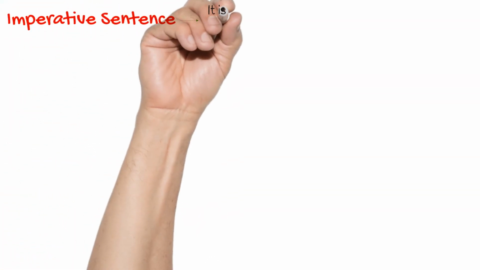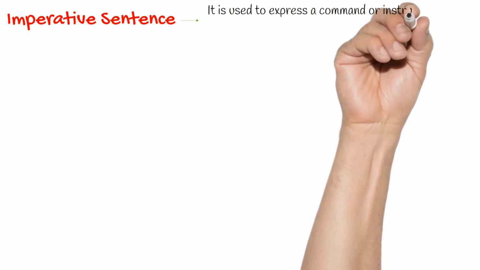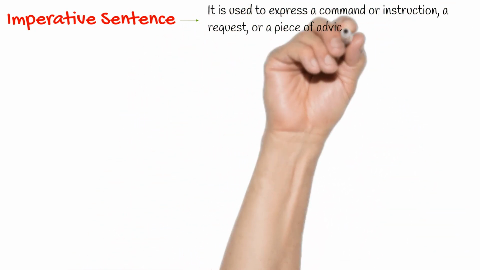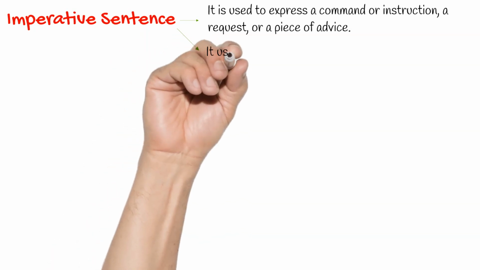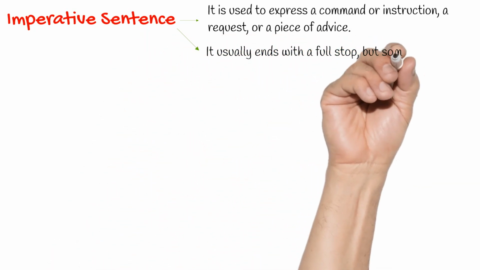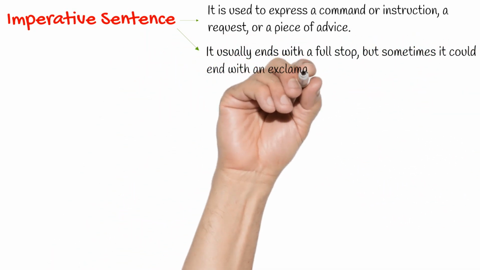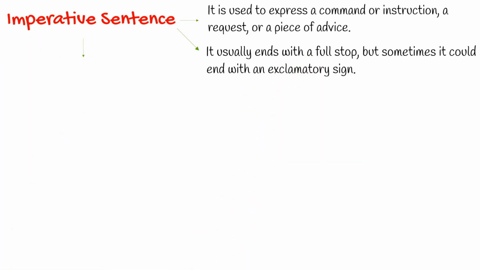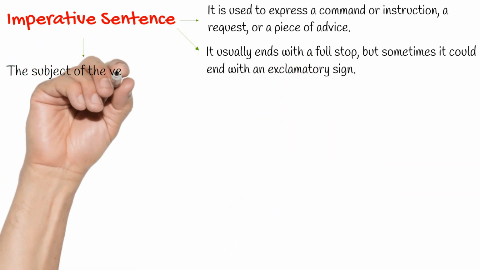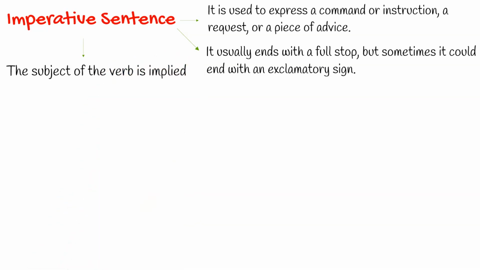What is an imperative sentence? It is used to express a command or instruction, a request, or a piece of advice. It usually ends with a full stop, but sometimes it could end with an exclamatory sign. In the imperative sentence, the subject of the verb is implied, one doesn't need to write it.